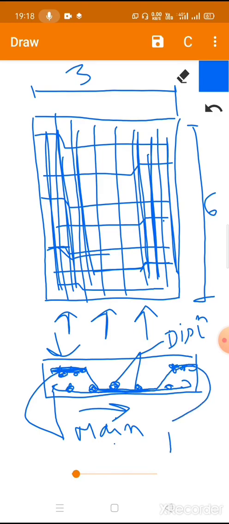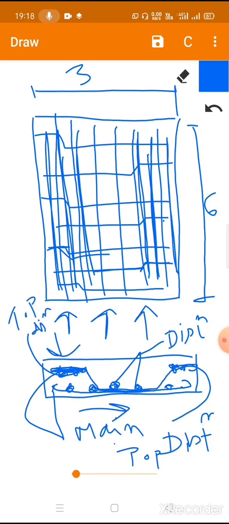So these are also distribution bars, but they are called top distribution because they are provided on the top. These are top distribution. Okay, so this is how the section will look like.